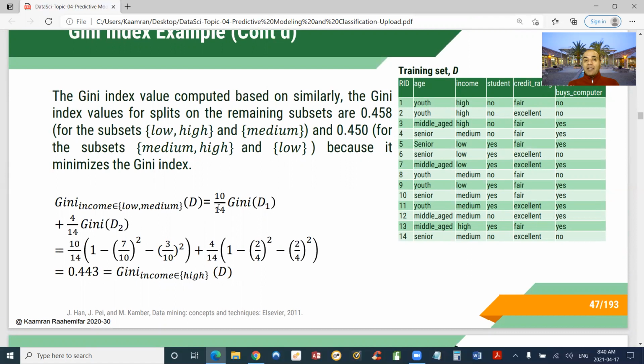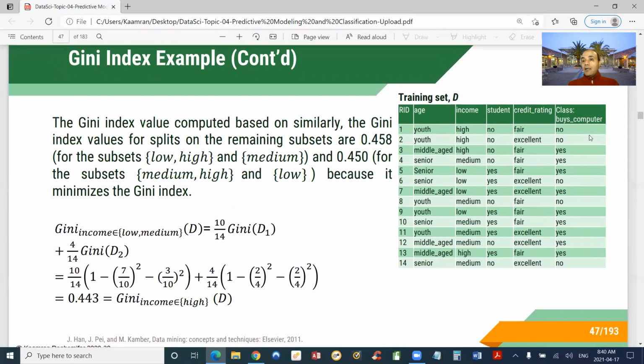Now, let's calculate the Gini of the low and medium. The Gini of low and medium, so we have 10 over 14 and then 4 over 14. That's the target. So we are actually mapping it to the target class, to the target column, to the outcome column. So it is 10 because you have 10 of medium and low together and 4 of high only. So that's the 10 over 14 and 4 over 14.